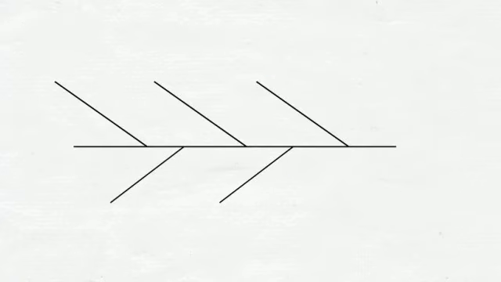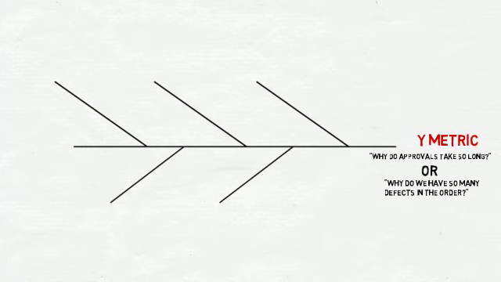Start by placing the Y metric, the effect, at the head of the Fishbone skeleton in the form of a question. For example, your team may ask, "Why do approvals take so long?" Or, "Why do we have so many defects in the order?" Choosing the right question, or head of the fish, to begin with, is the most important part of this brainstorming tool. There are 3 options for selecting this.